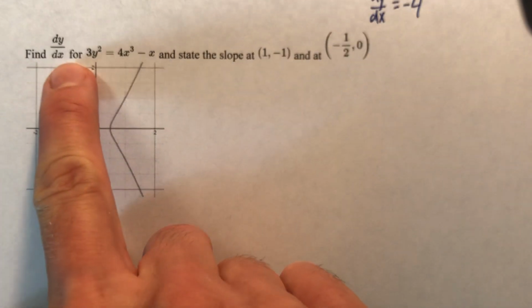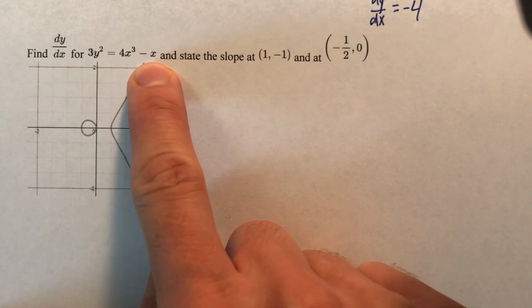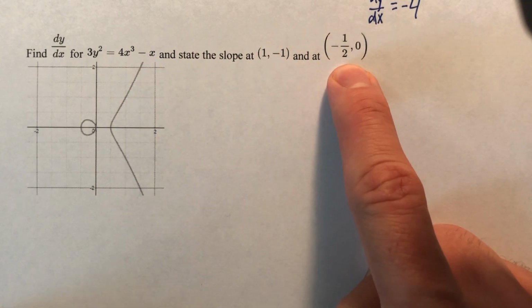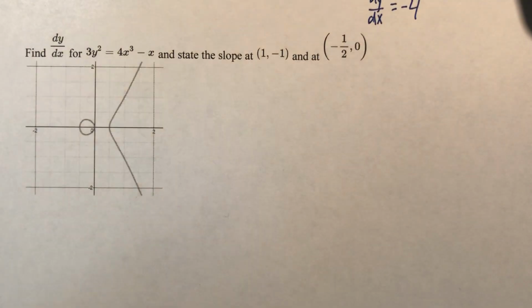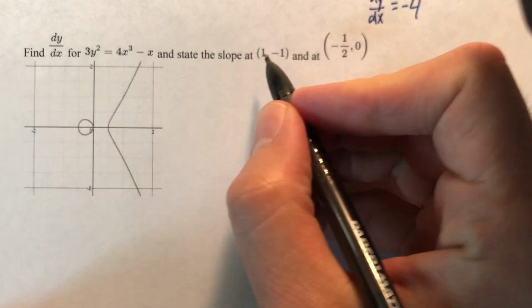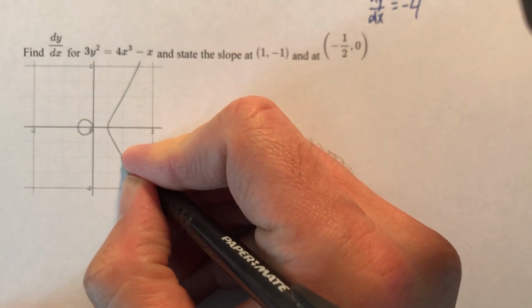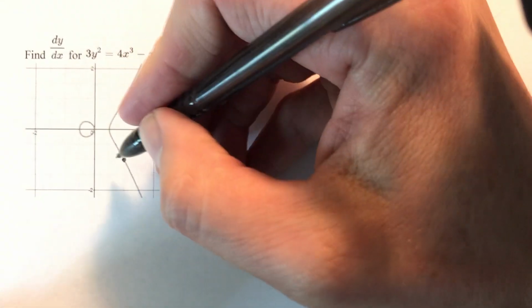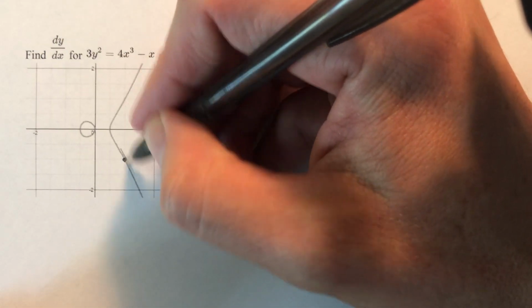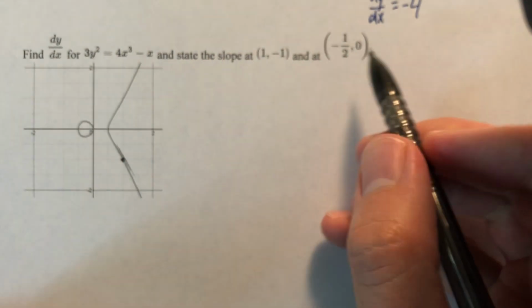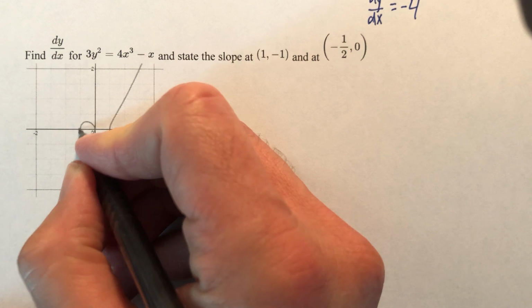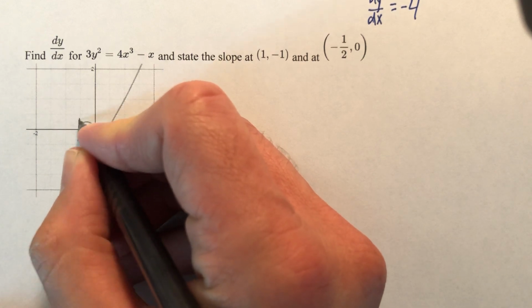Well, let's find dy over dx for this equation that is clearly not a function, and we'll state the slope at that point and at that point. And let's just go ahead and talk about what this means. At the coordinate 1, negative 1, the slope at that point would be basically the slope of this tangent line, which is kind of there-ish. And at negative 1/2, comma 0, here's the tangent line.